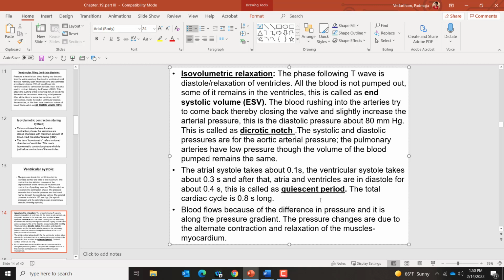So now the whole thing takes about 0.8 seconds, so it's less than 1 second. So atrial systole takes about 0.1 seconds, ventricular systole takes about 0.3 seconds, and then atria and ventricles are in diastole for about 0.4 seconds, which is when the blood is flowing through the body and through the lungs. That is called the quiescent period, and this total cycle is about 0.8 seconds, which is less than a second long. And blood flows due to the difference in pressure, and the pressure differences are caused by the contraction and relaxation of the muscles.